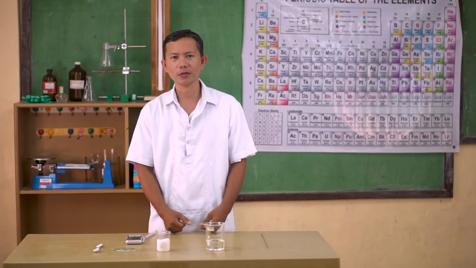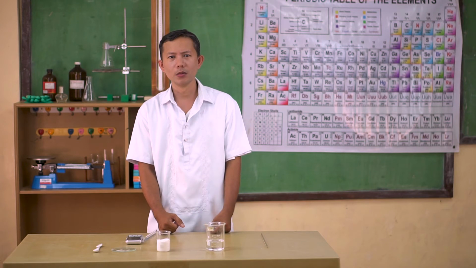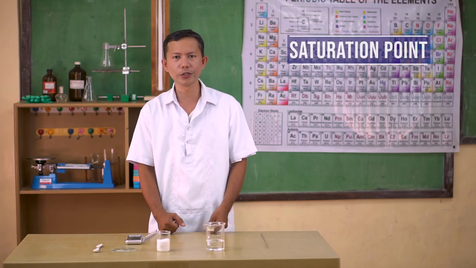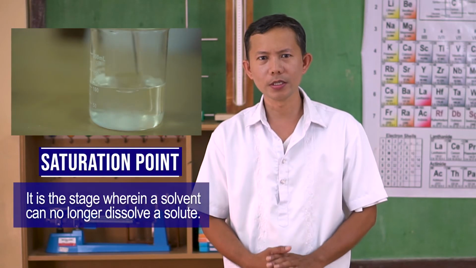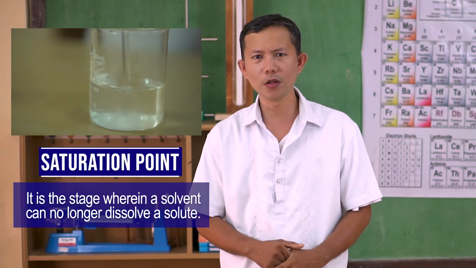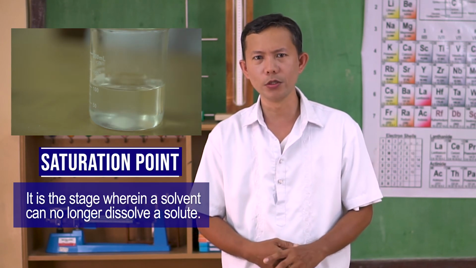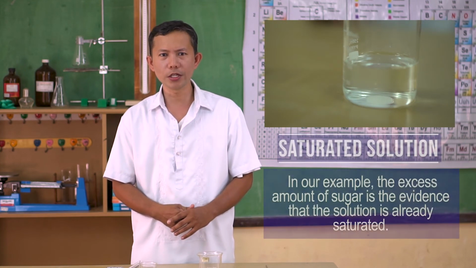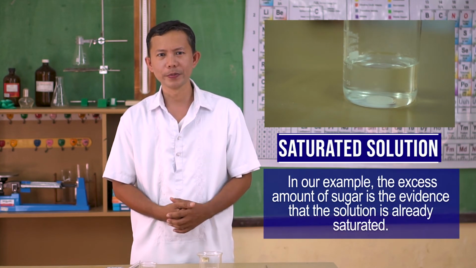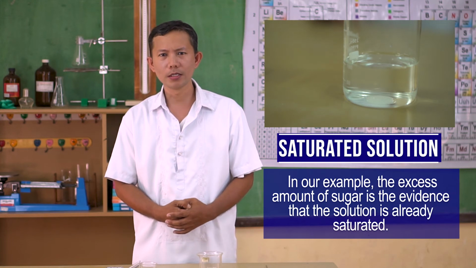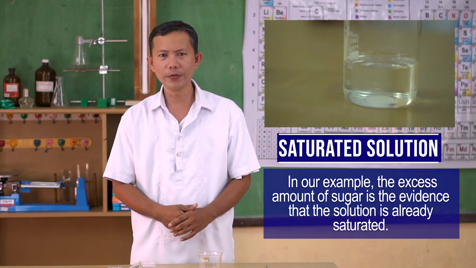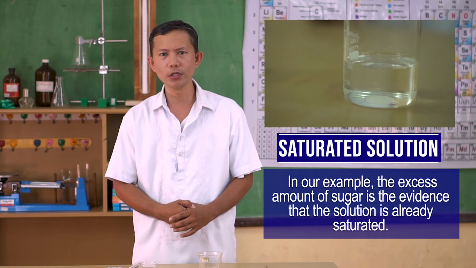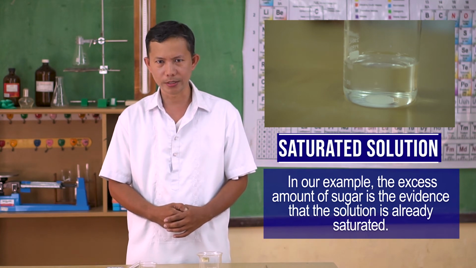Why is this so? It is because the water reached its saturation point. Saturation point is the stage wherein a solvent can no longer dissolve a solute. This type of solution is called saturated solution. In our example, the excess amount of sugar is the evidence that the solution is already saturated.